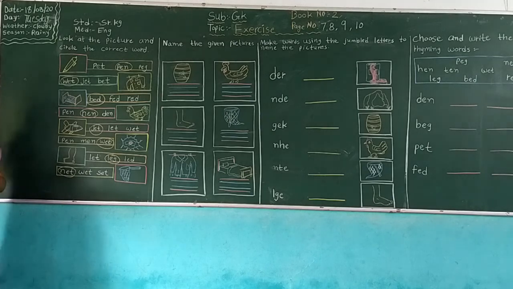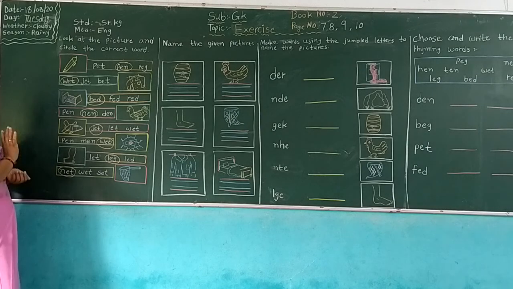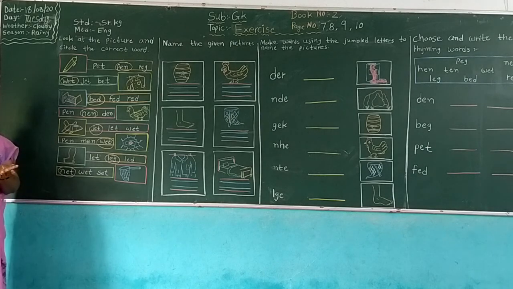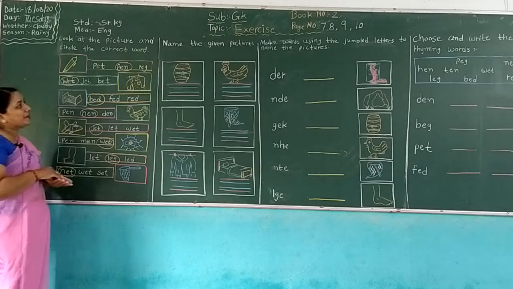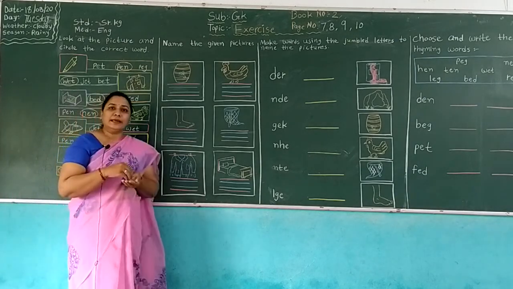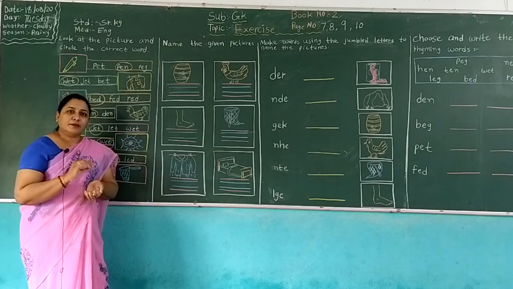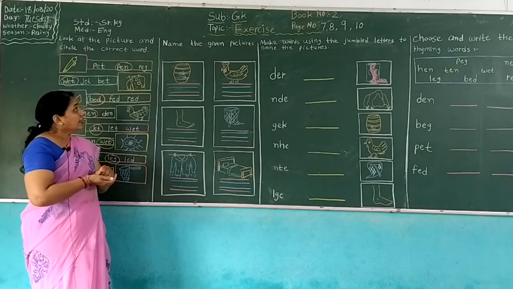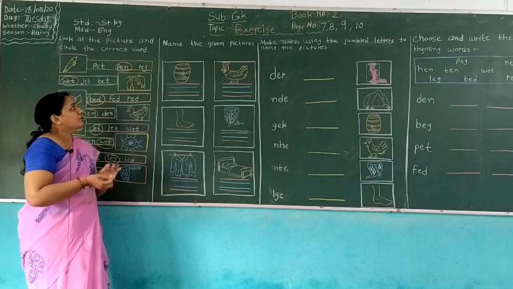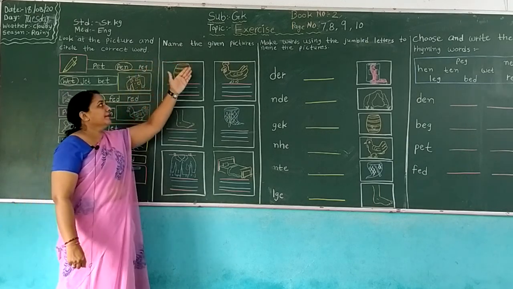This page is 7. Page number 7 and book number 2. Fill up all. Okay. Now the next page is 8. Page number 8, book number 2. Name the given pictures. What is our heading? Name the given pictures.